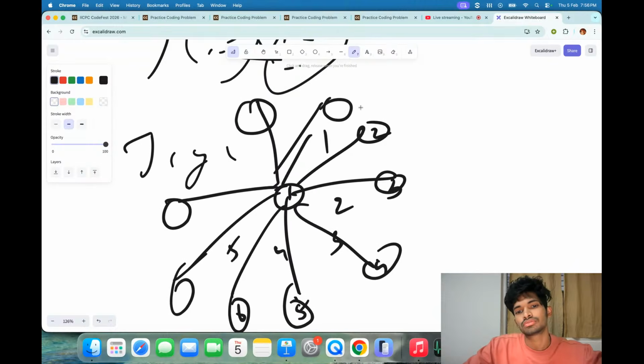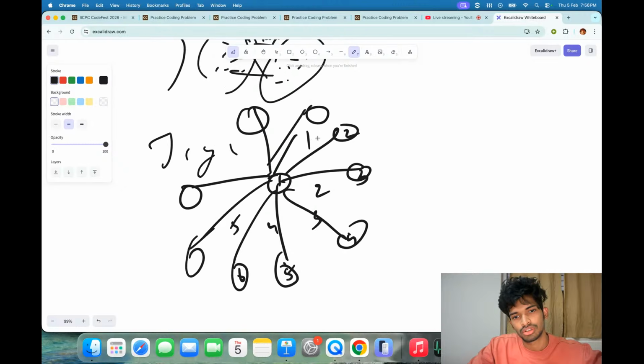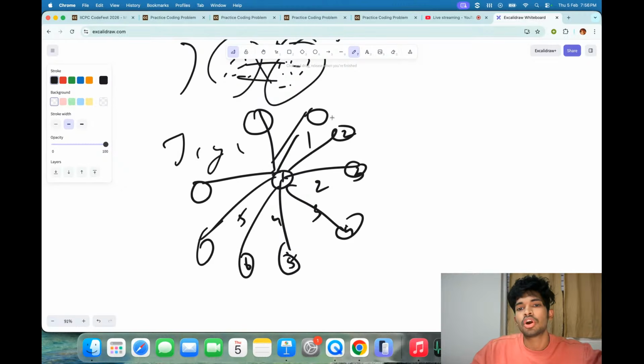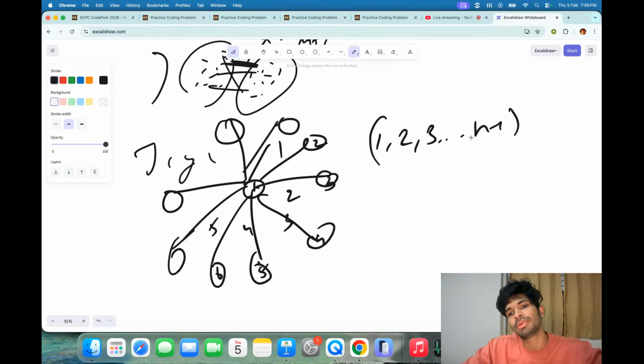Now, can you get one more cost? The minimum cost will include 1, 2, 3 up to so on n minus 1. These weights it will include. Can you do plus 2? You can likely do that. Maybe you have to just replace some value with some higher value, right?